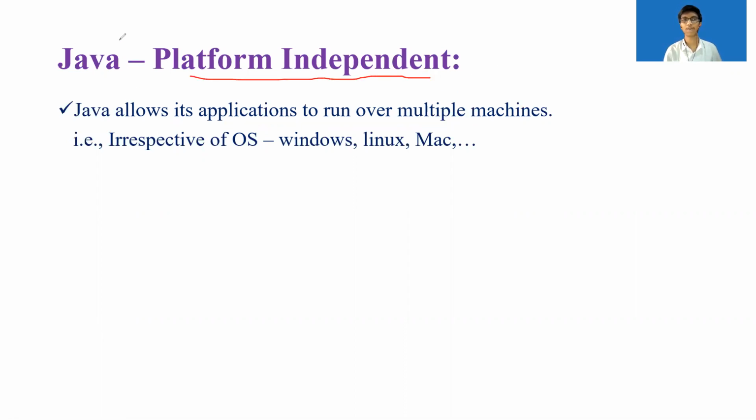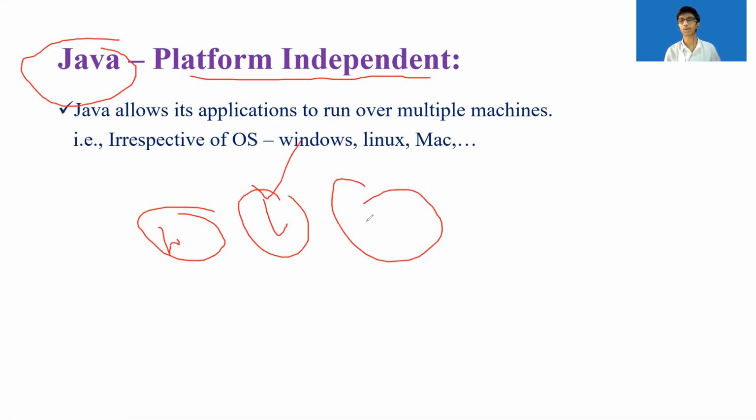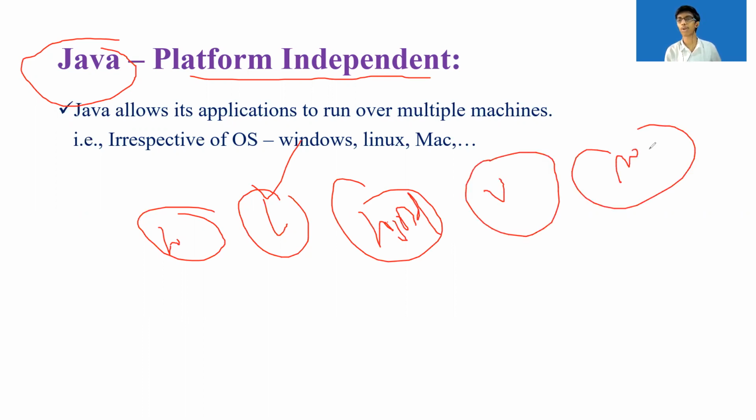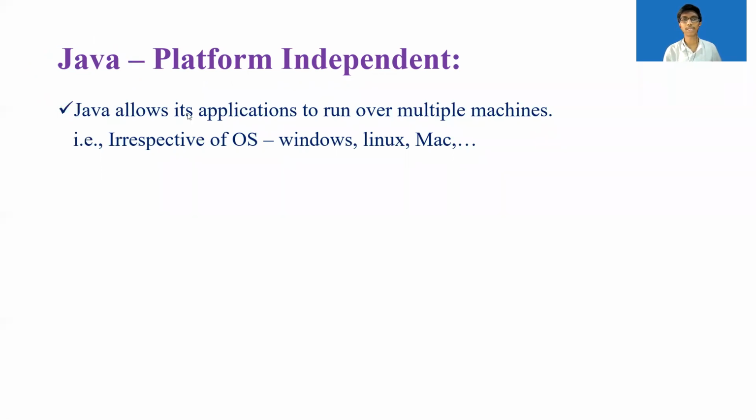independent. So Java is platform independent, which means if you build a Java application in Windows, it can run on Linux, it can run on various versions of Windows, and similarly it can run on Unix, and it can run on Mac, anything. So we can say that Java is a platform independent language.